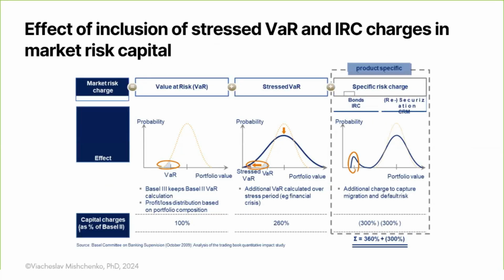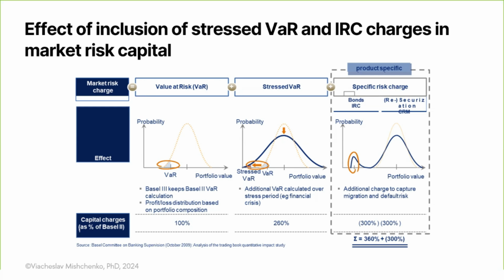In other words, let's look at the effect of the inclusion of stressed VaR and IRC, the incremental risk charge, in market risk capital. Briefly, if we look at this chart on the slide, we are seeing potential increases in capital requirements of, for example, up to 300% compared to Basel II. This is not a typo, by the way. We're just talking about tripling capital in some cases, actually. That is excessive.